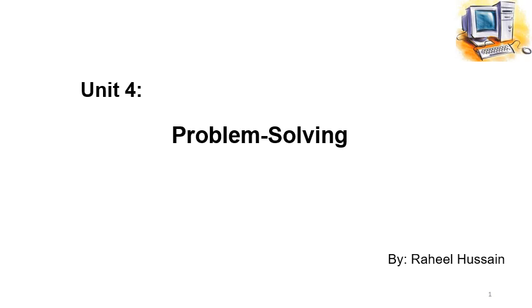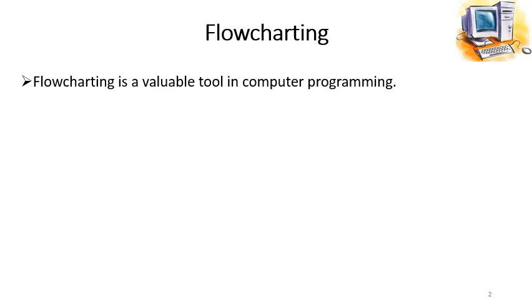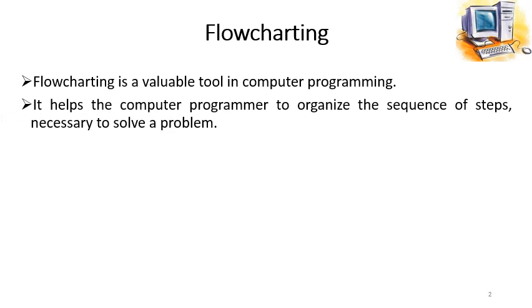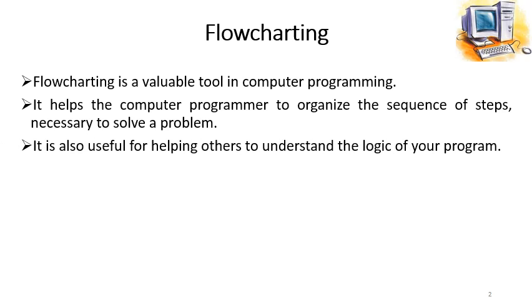Students, we are in unit 4, that is problem solving, and today we will discuss some of the flowcharting symbols, the symbols which are used to build a flowchart of any program. Okay, first of all, flowcharting. Flowcharting is a valuable tool in computer programming. It helps the computer programmer to organize the sequence of steps necessary to solve a problem. It is also useful for helping others to understand the logic of your program.